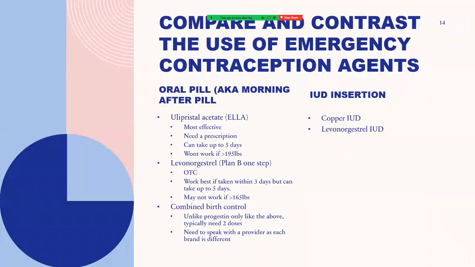So next, let's compare and contrast the use of emergency contraceptive agents. Emergency contraceptive is a woman's only reliable option for preventing pregnancy after unprotected intercourse. There are two methods: oral medication taken within 72 to 120 hours, or insertion of an IUD. While there aren't any set restrictions on how many times you can use emergency contraceptives, it is best not to use these as routine birth control.